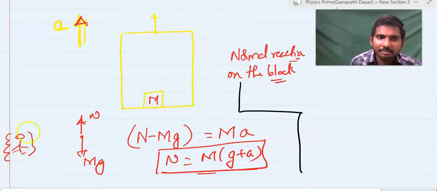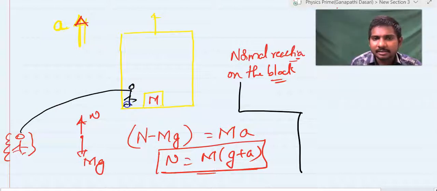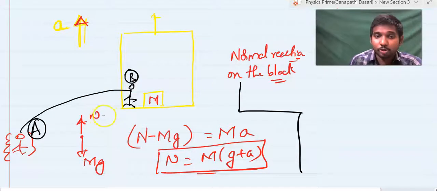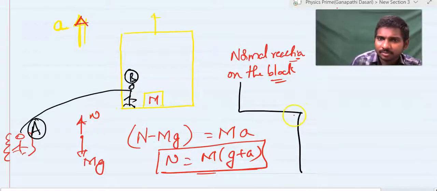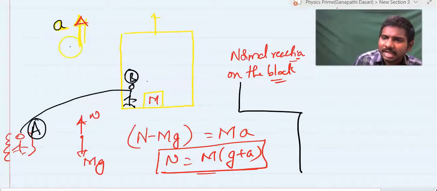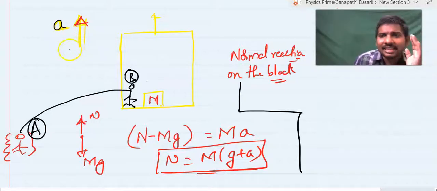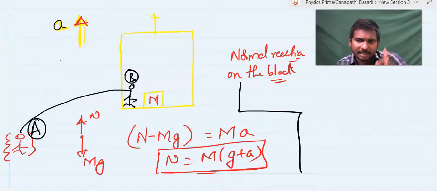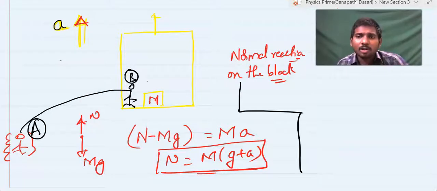You see, if I go and sit in this elevator, suppose this is an A man and this is a B man. You assume I am B. So according to B, the block is at rest. If B is in the elevator and B is also moving upwards with an acceleration a, that means B is a non-inertial frame of reference. So whenever a non-inertial frame of reference comes into the picture, we should consider what? Pseudo force.